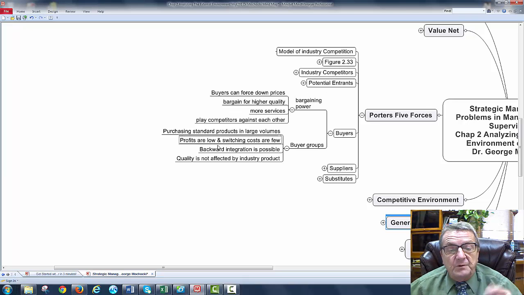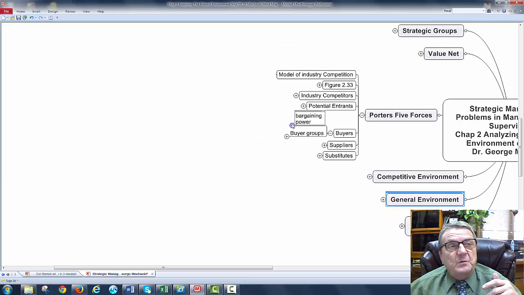Now, with buyer groups, backward integration is possible. Quality is not affected by this industry. Okay, so I'm going to say buyer groups are looking for a good quality product at a very reasonable price.